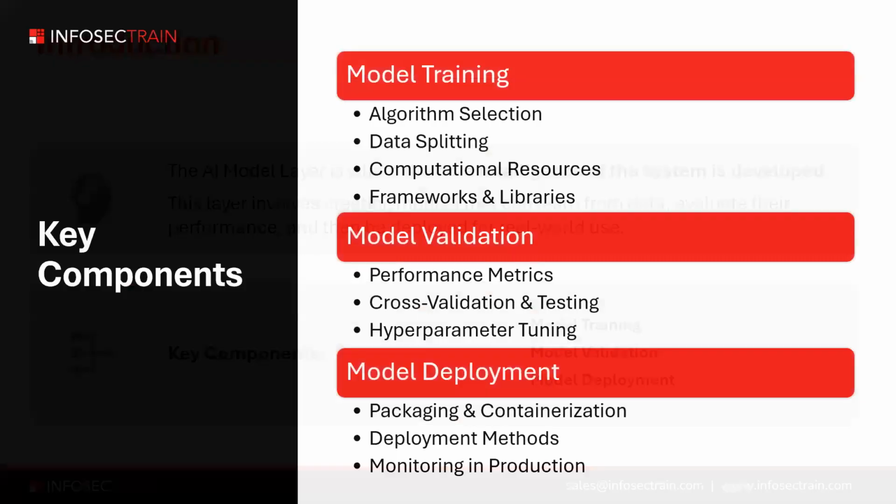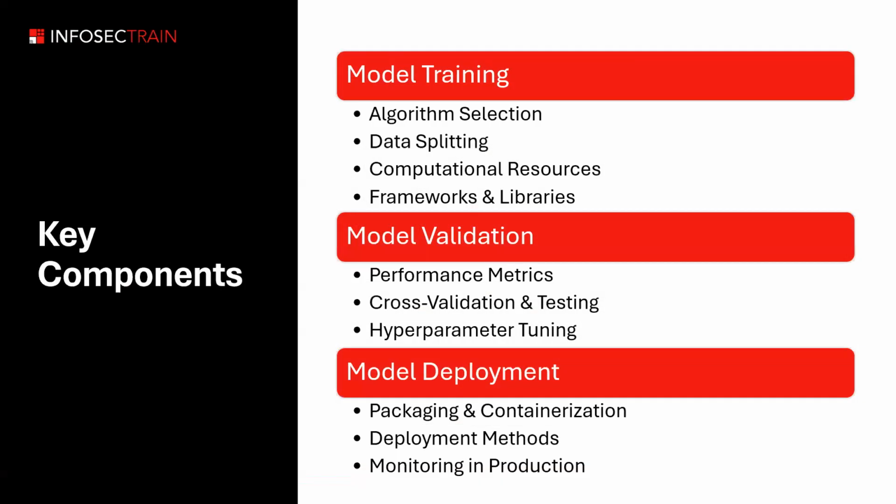Now in the model we have three things: model training, model validation, and model deployment. What do you think? What is the first thing when you're talking about the model layer? The first thing is basically called model training. In model training, we have four important things: algorithm selection, data splitting, computational resource, and more important, the framework and library.